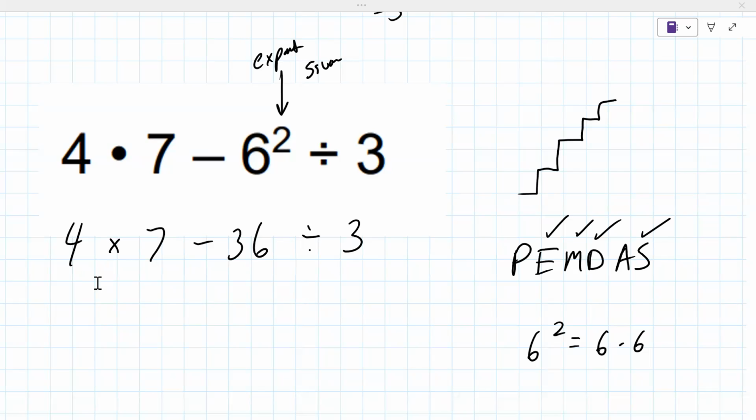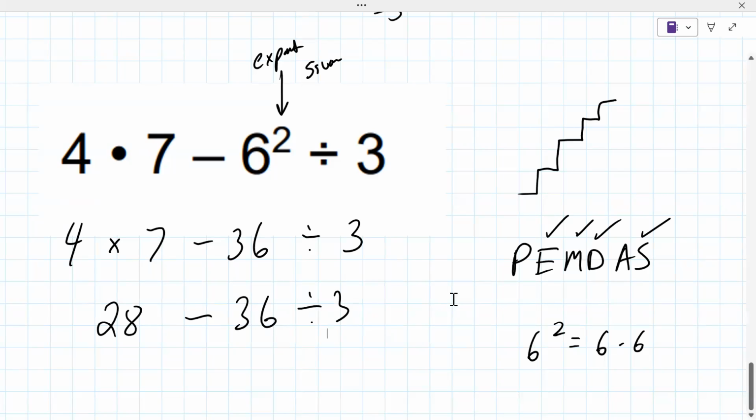4 times 7. Okay, and what is the result of that? 28. Yes, 28 minus 36. Okay, we'll do one at a time here. Now, what do you do next? I would do 28 minus 36. Is that correct?